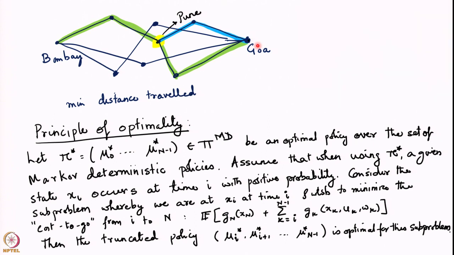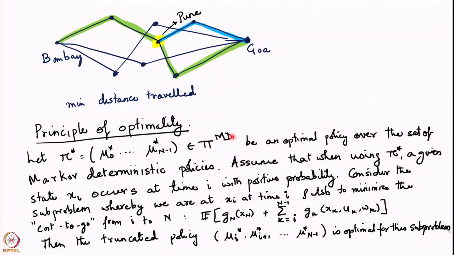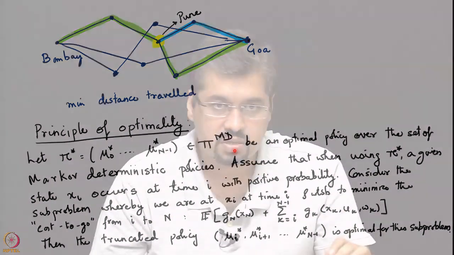So, this is effectively the analogy, and this tells you also why there is a close correspondence between stochastic control problems and shortest path problems. Shortest path problems capture in them most of the spirit of a stochastic control problem. Now, as I said, there is a similar principle of optimality also for when the set of policies is not Markov deterministic policies, but history dependent deterministic policies, and also for randomized policies. I will come to those in a subsequent lecture, okay.